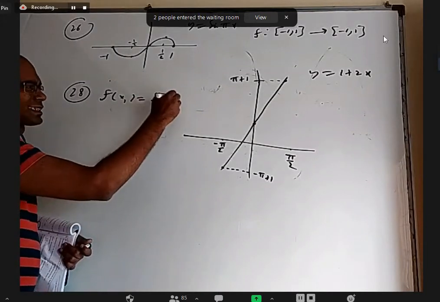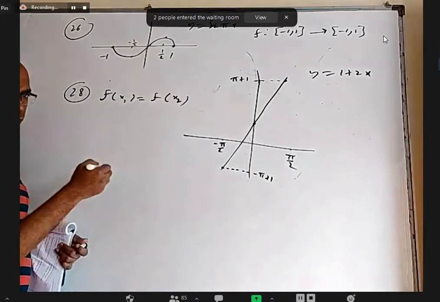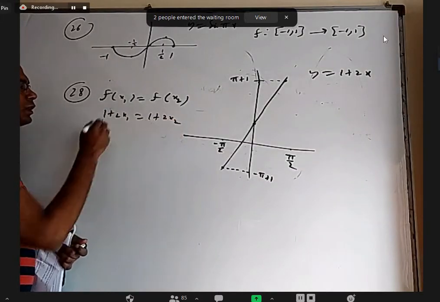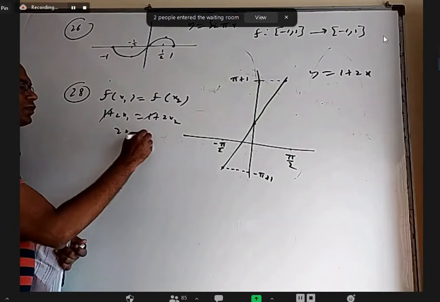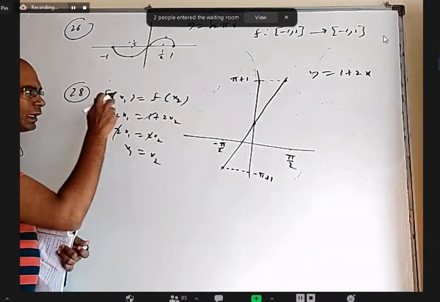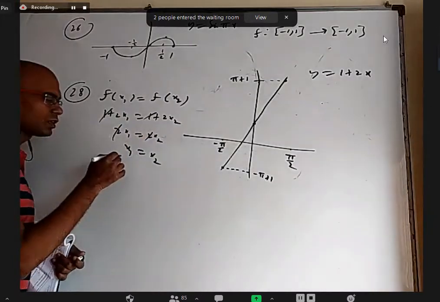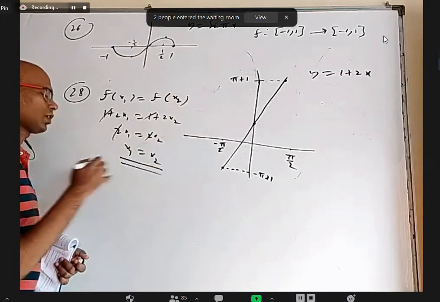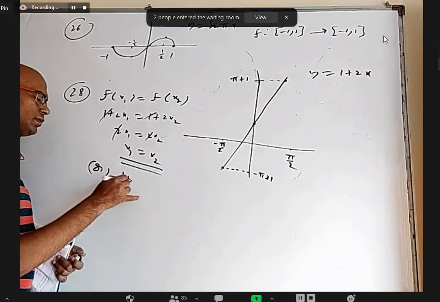How to prove? Start with f of x1 equal to f of x2. This is 1 plus 2x1, this is 1 plus 2x2. You can cancel 1, we'll get 2x1 equal to 2x2. Cancel 2, we'll get x1 equal to x2. When you start with f of x1 equal to f of x2, you get only x1 equal to x2 and nothing else. f is one-one. Or even by the horizontal line test also you can understand.